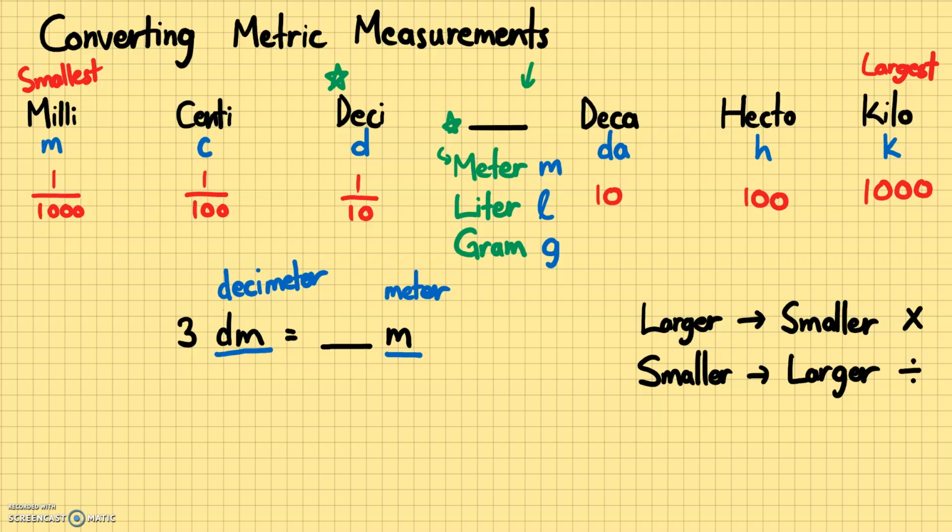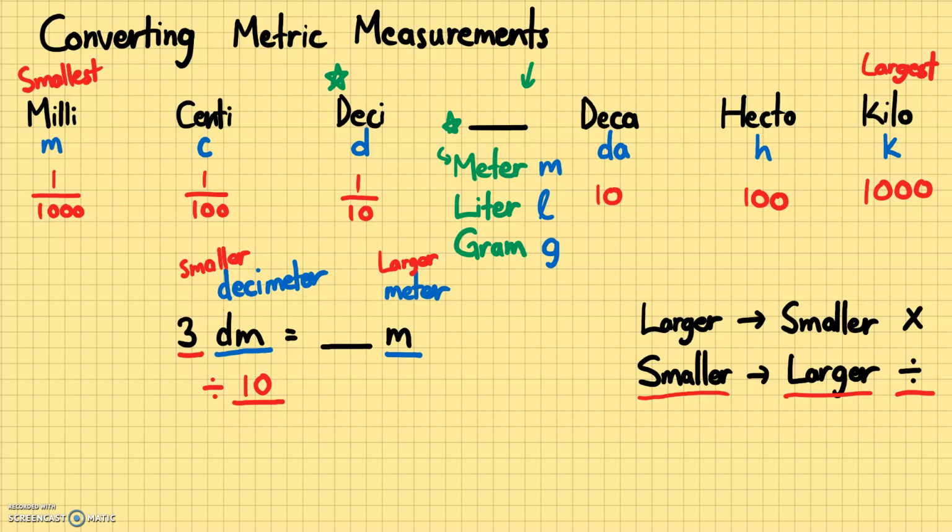So this means that we're going from a smaller unit, decimeter, to a larger unit, meter. So we need to divide here. What do we need to divide by? We're dividing 3 by something, and that thing that we divide by is always going to be 10.